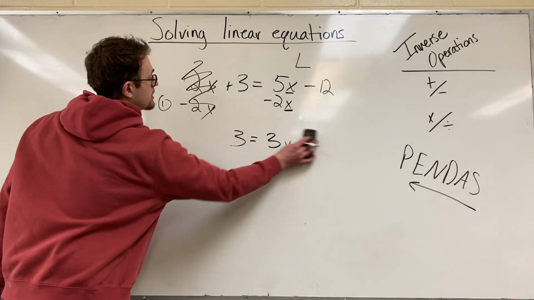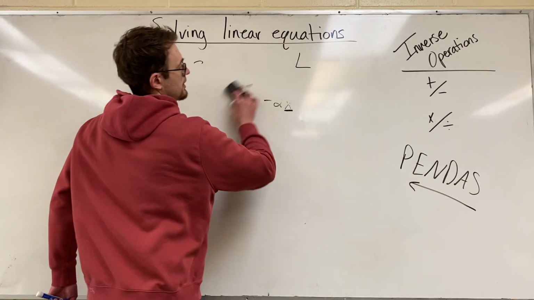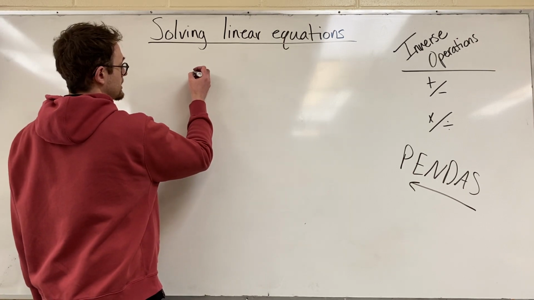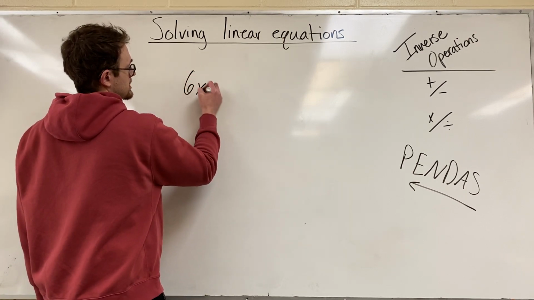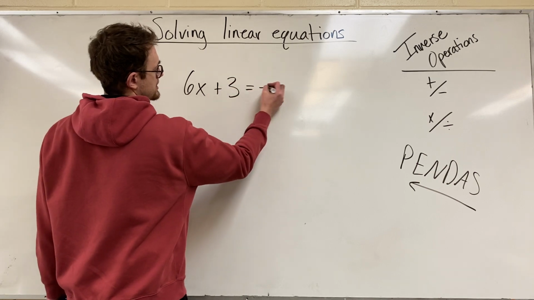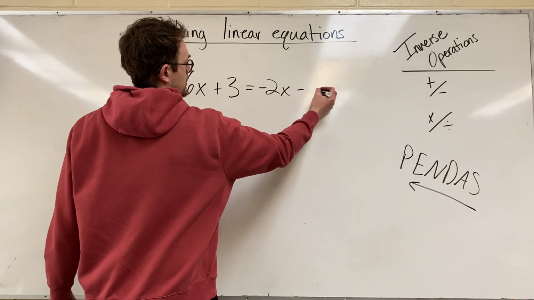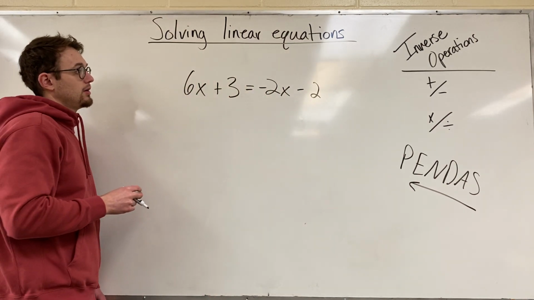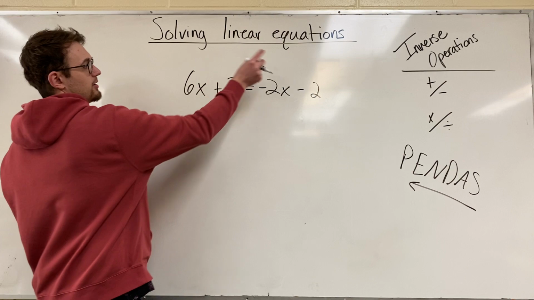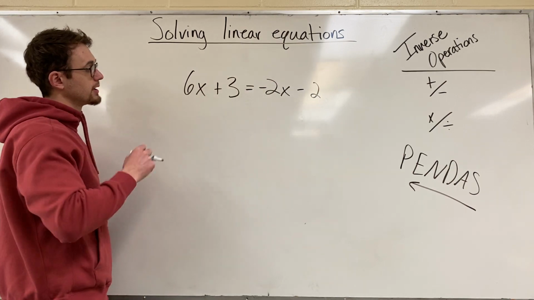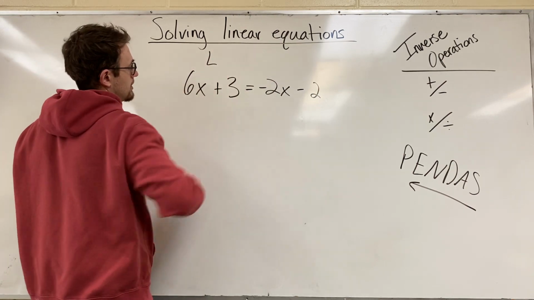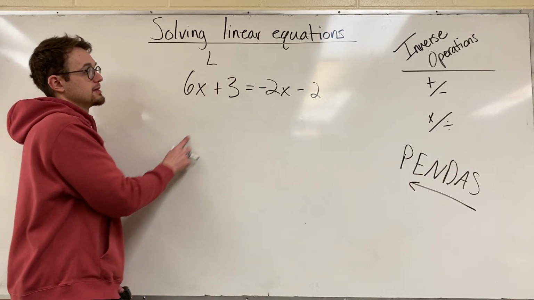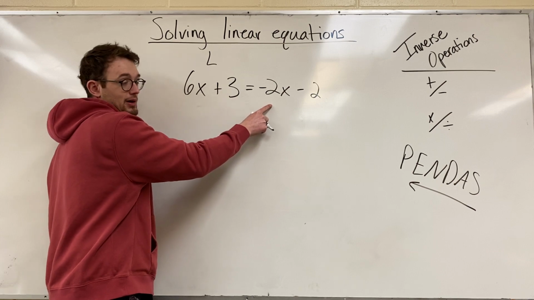Last example, I'm going to go through this one a little bit more quickly so this video isn't super duper long. Let's do one where we're going to get it on the other side. So let's do 6x plus 3 equals negative 2x minus 2. Did I put an L over there? That was not the left side. This is the left side. I just noticed I did that. That's the left side, and I'm choosing the left side because 6x is definitely more than negative 2x.